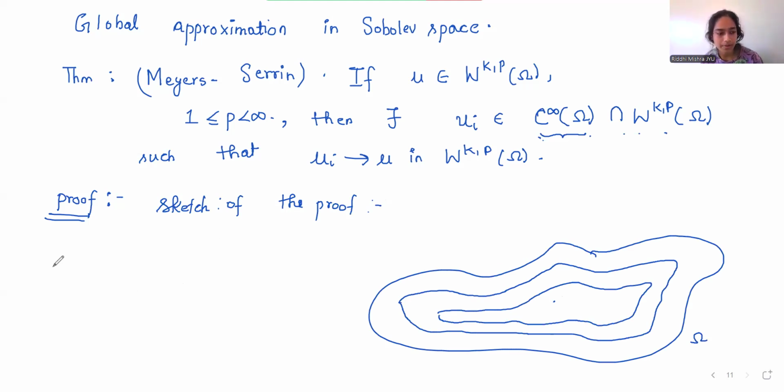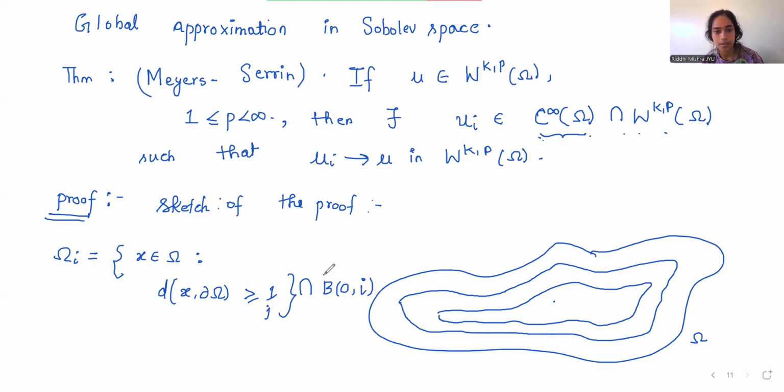So you will define this Omega_i as all those points in Omega such that the distance from the point to the boundary of Omega is greater than or equal to 1/i, and you take this with B_0^i. So Omega_i is a cover of your Omega. You can check that the union of the Omega_i is Omega, so you have a cover of Omega.